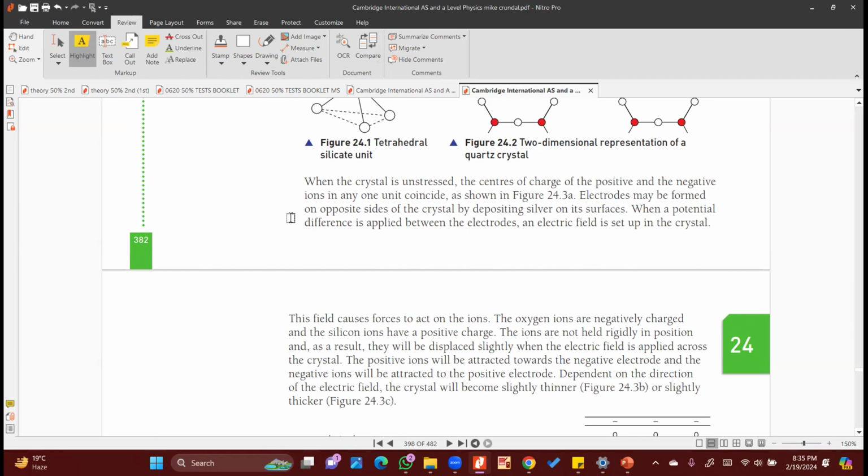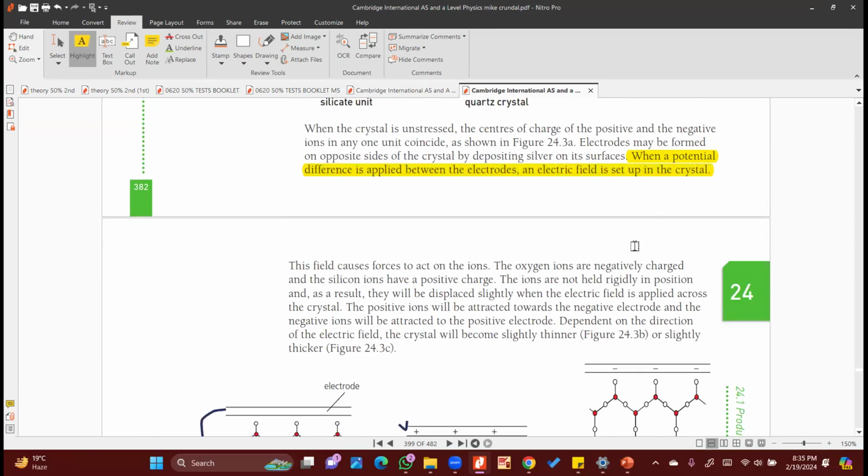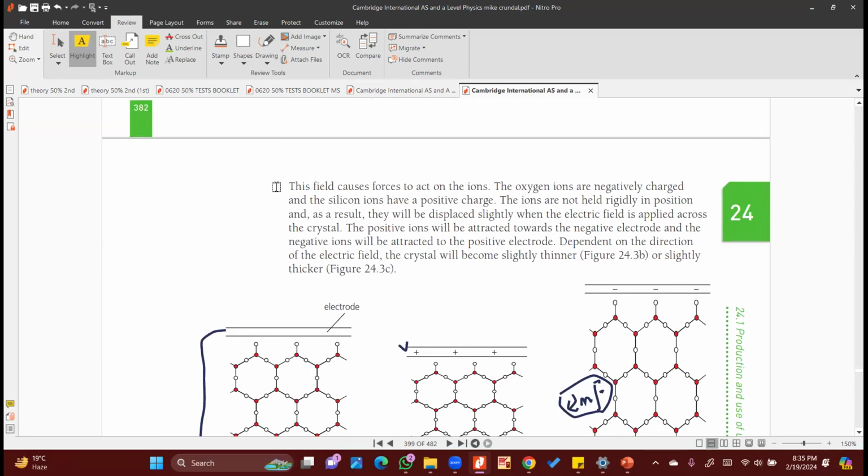The crystal is encapsulated between the two electrodes, as I told you. When a potential difference is applied between the two electrodes, an electric field is set up in the crystal. This field causes a force to act on the ions, SiO2, as silicon and oxygen ions. The oxygen ions are negatively charged and silicon ions have a positive charge. The ions are not held rigidly in position and as a result, they will displace slightly when the electric field is applied across a crystal.